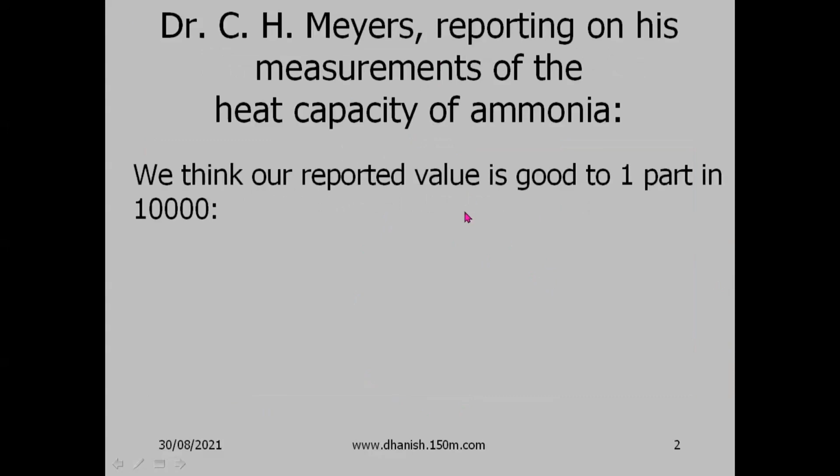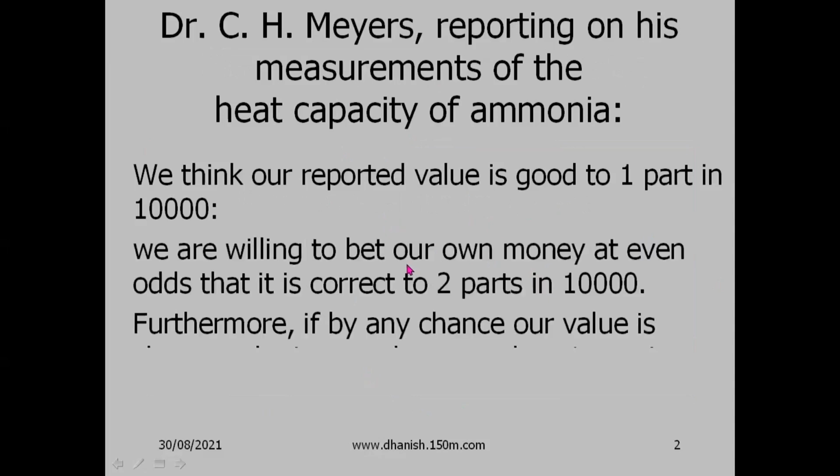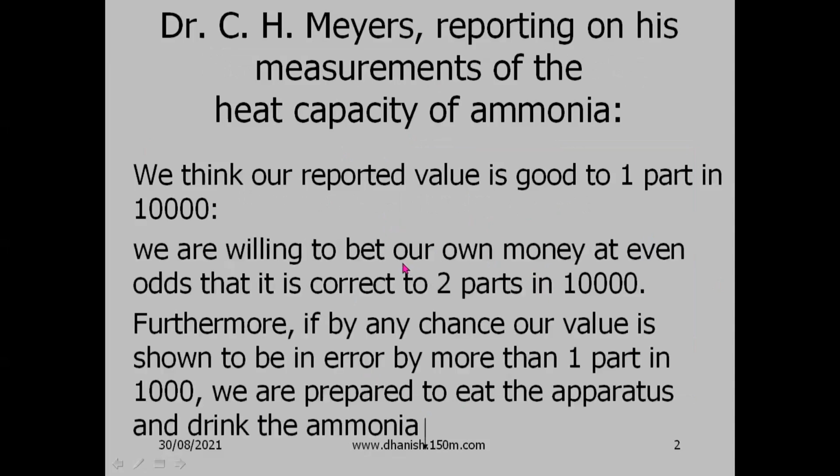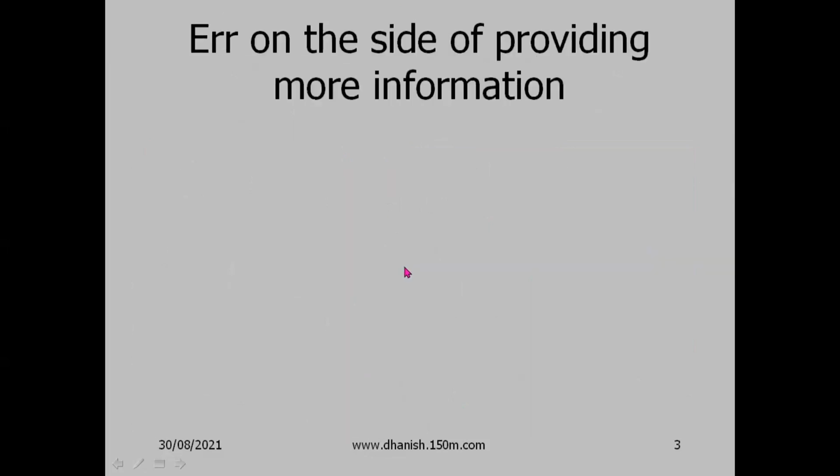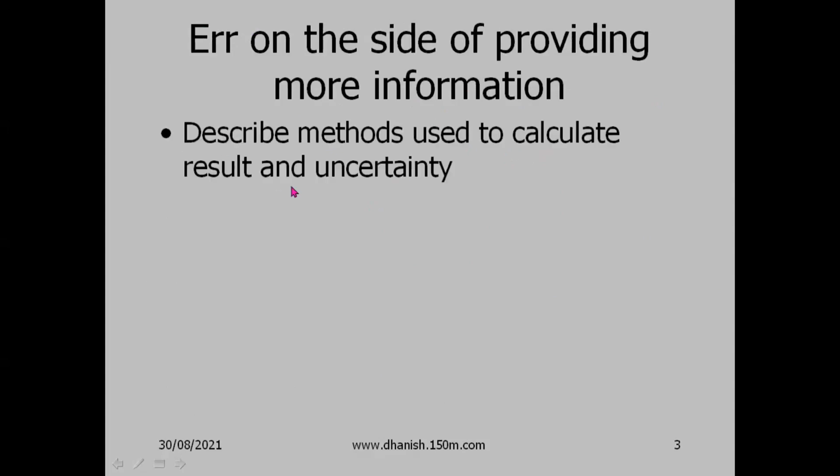In the earlier days, there were no standards, so people had to come up with their own methods of reporting the result. When you report a measurement result, err on the side of providing more information. If you have doubt whether it should be told or not, you include it. Okay, so err on the side of providing more information.